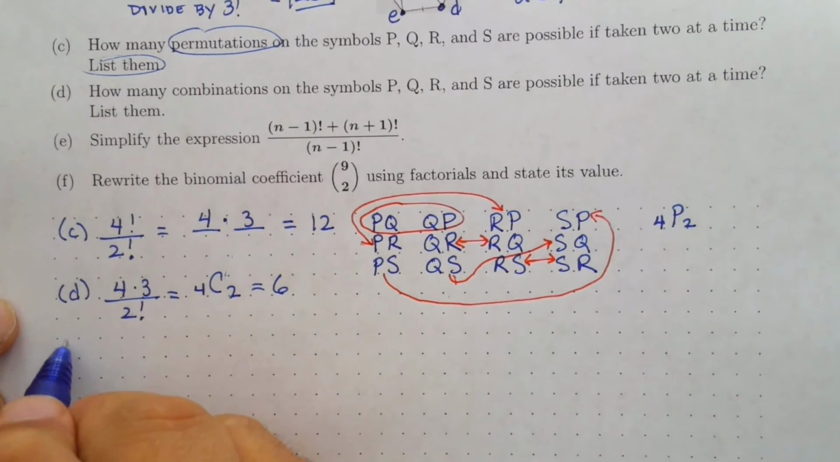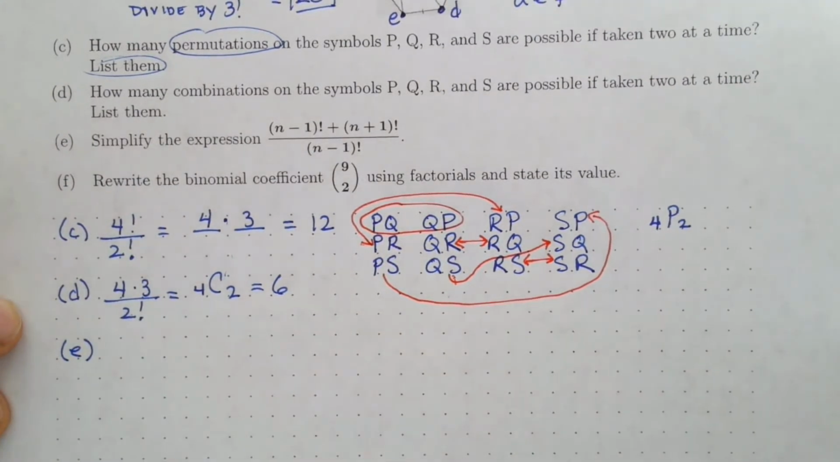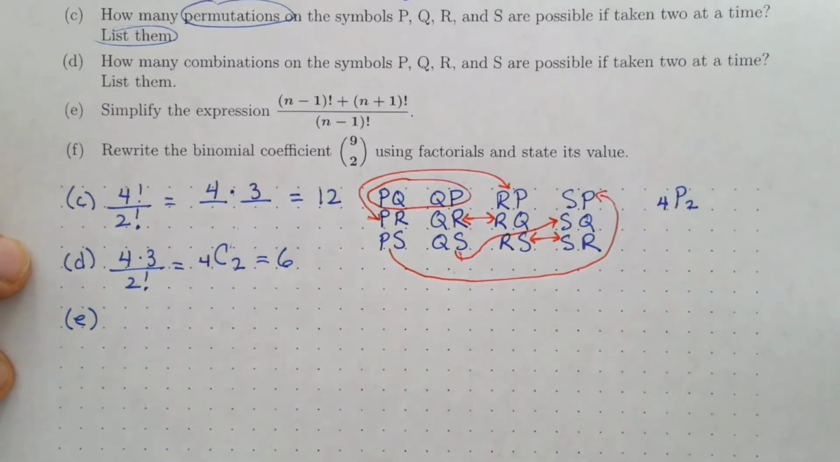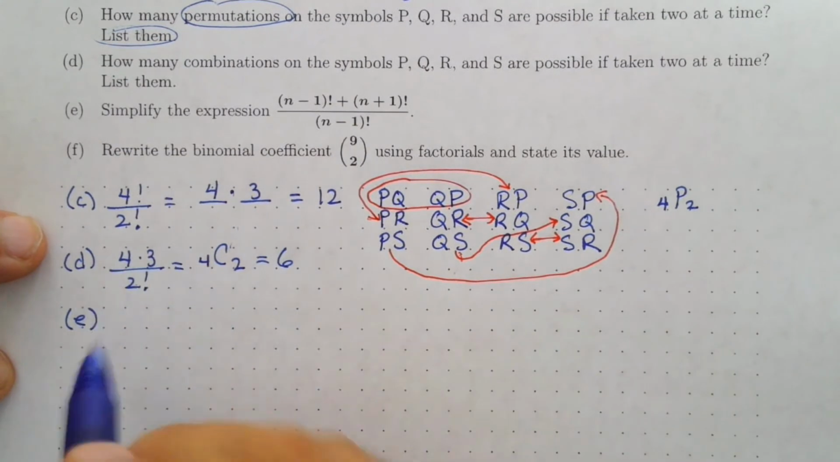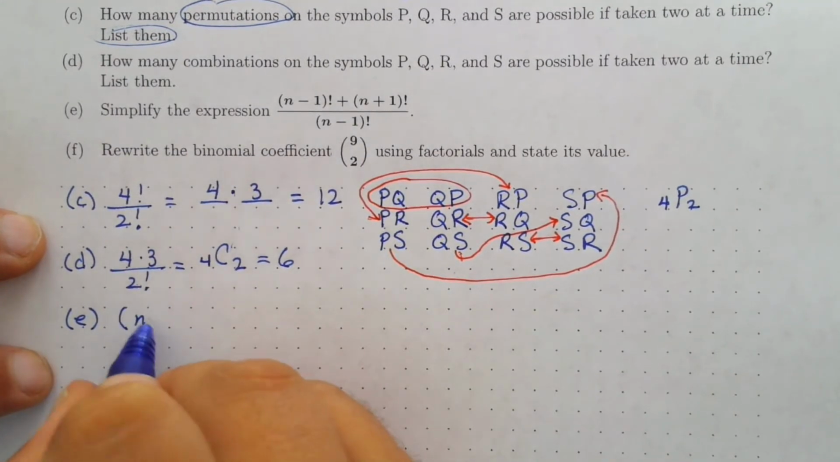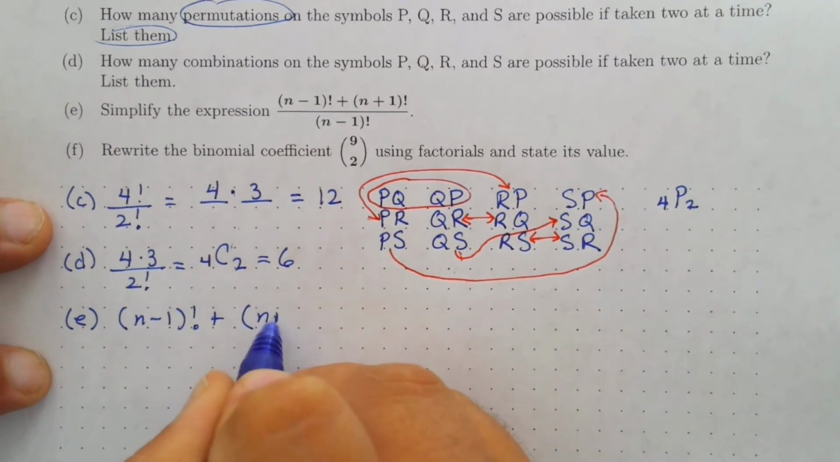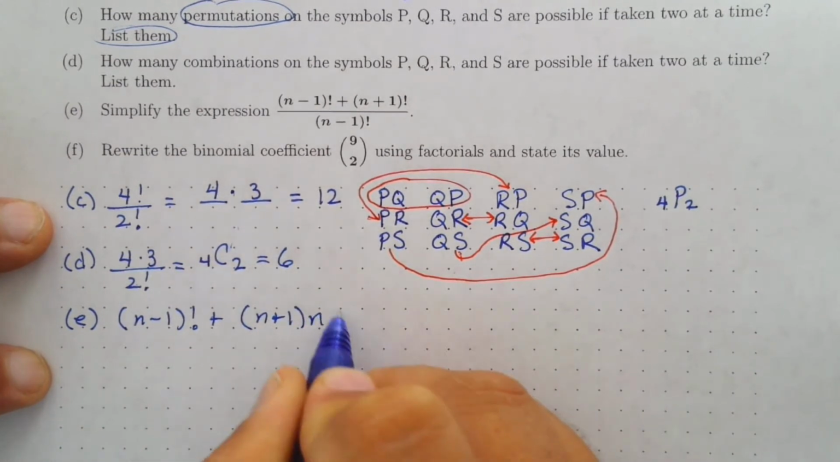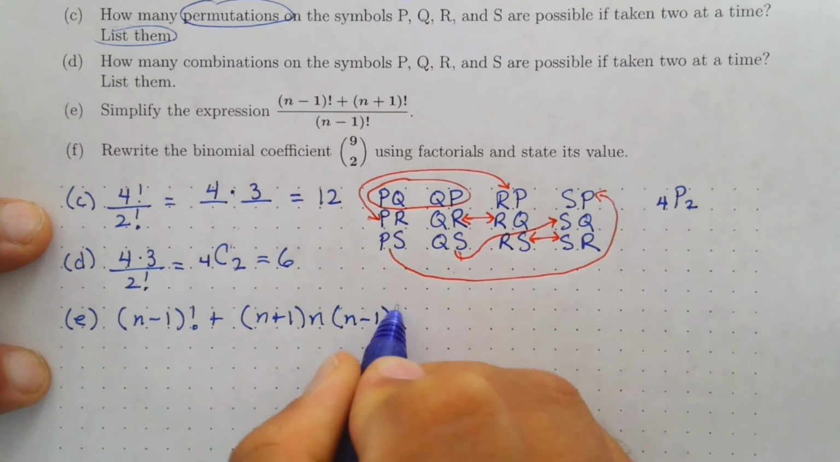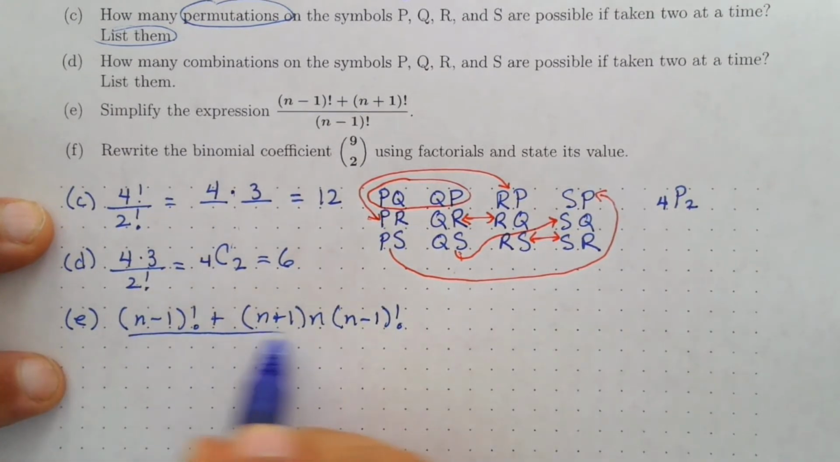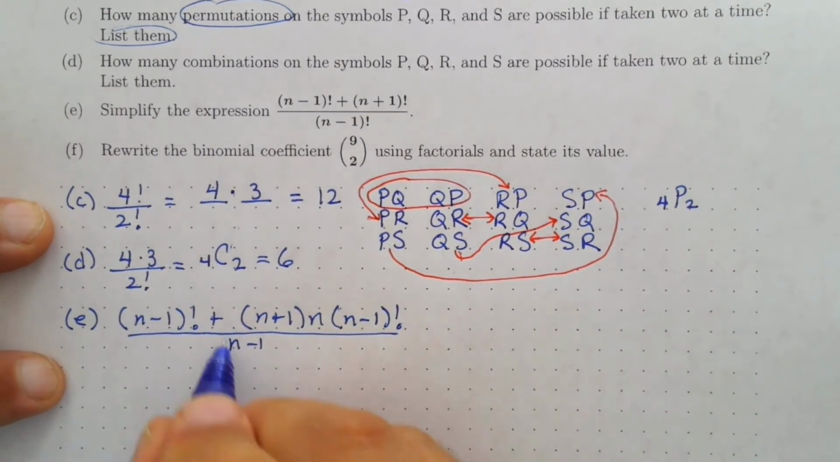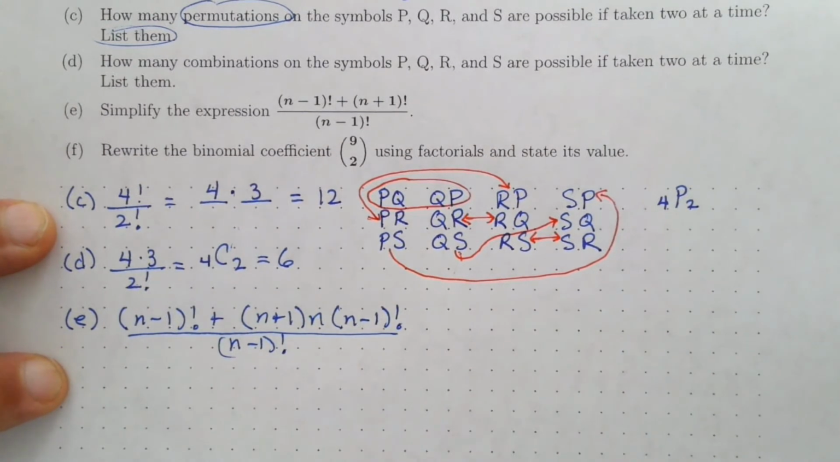Then for E, if I consider E, I have this expression with factorials. So I'm going to rewrite that expression as n minus 1 factorial plus n plus 1 times n minus 1 factorial all over n minus 1 factorial. So notice now that I have an n minus 1 factorial in each of my terms.